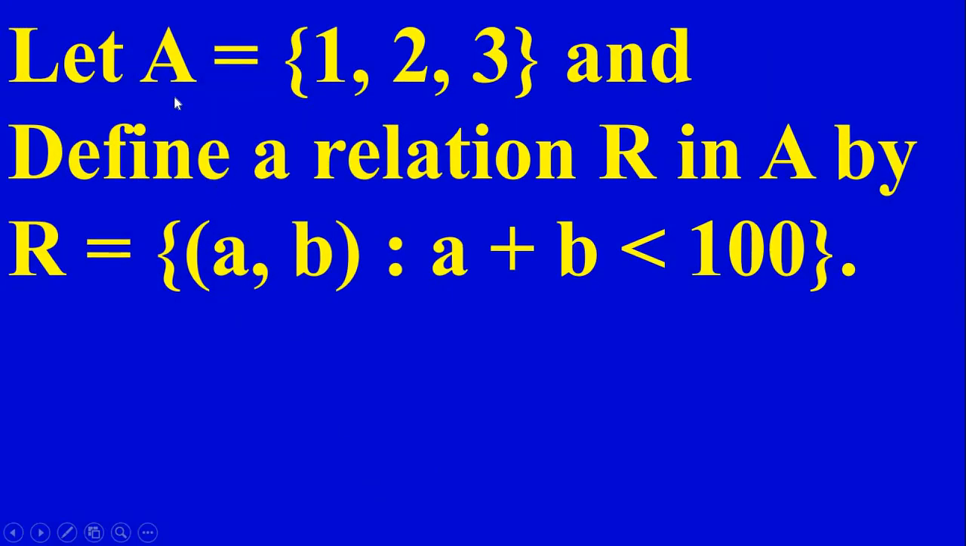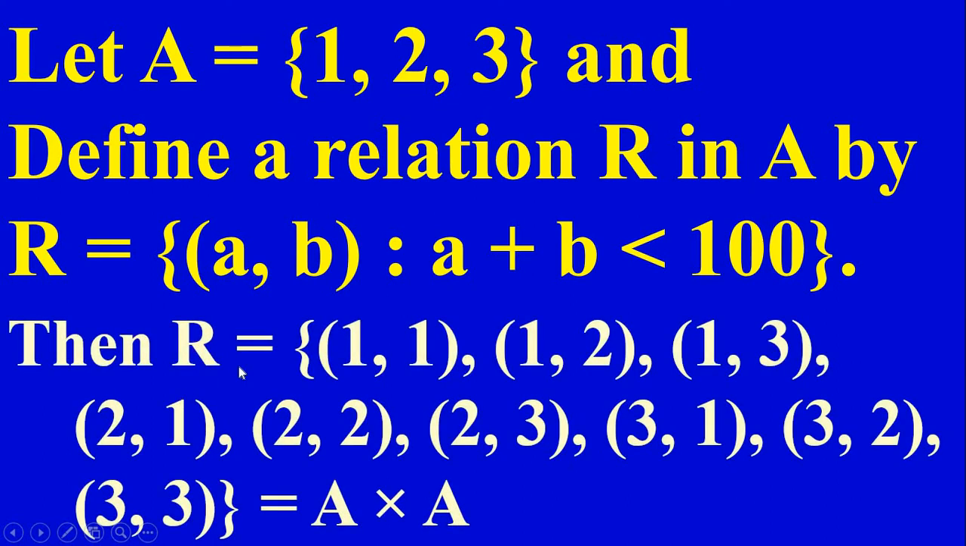Next consider A equal to {1, 2, 3} and define a relation R in A by R equal to set of all (a, b) such that a plus b less than 100. When we add two numbers, the answer should be less than 100. We consider (1, 1). 1 plus 1 is 2. So it is possible. (1, 2): 1 plus 2 is 3. That is also less than 100. So (1, 3) is also possible. (2, 1), (2, 2), (2, 3) possible. (3, 1), (3, 2), (3, 3) possible. So therefore all ordered pairs are possible.